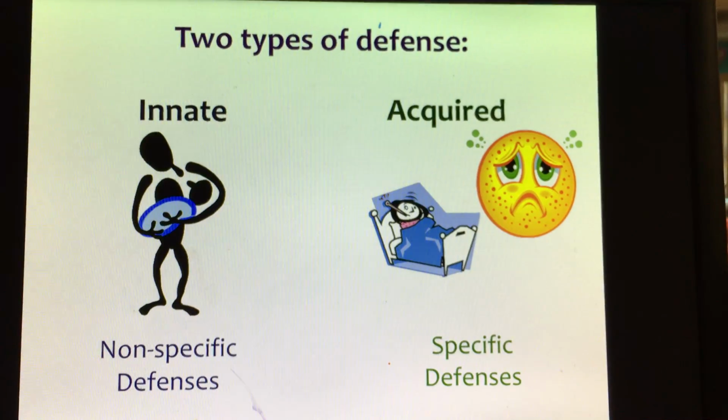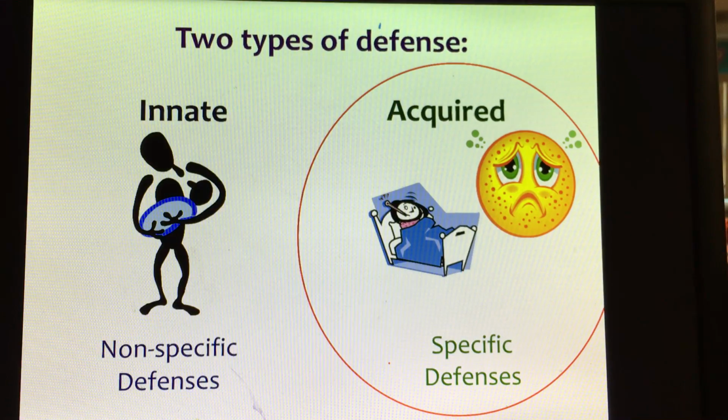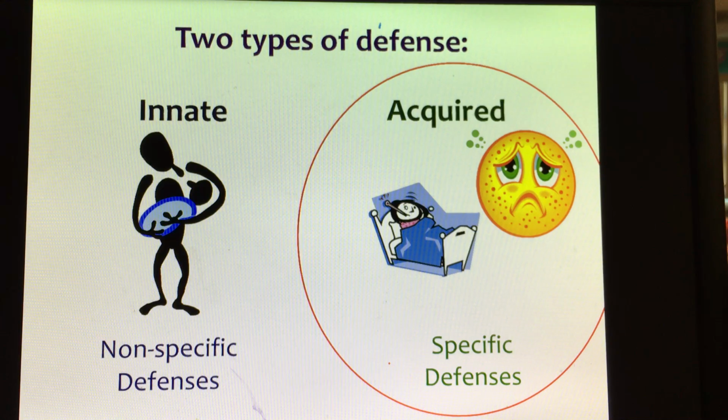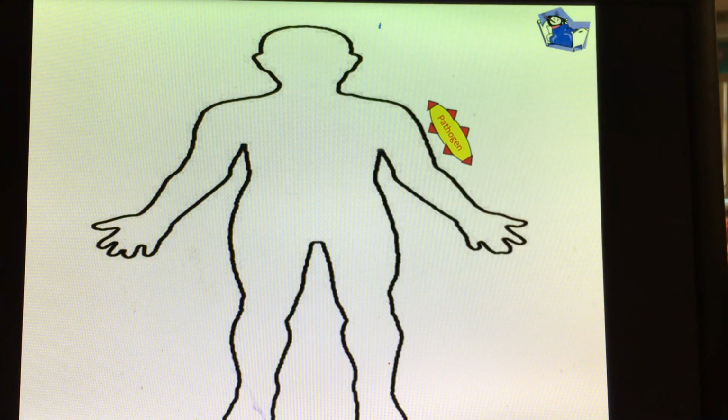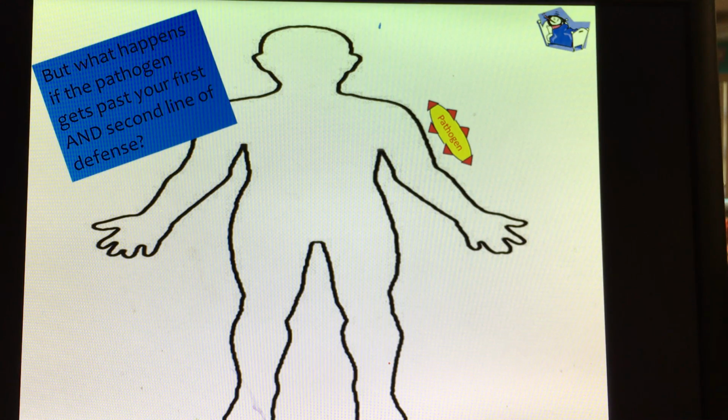Now with our specific defenses, this is our acquired immunity. And in this situation, it's a very specific type of defense. So when we look at a pathogen that maybe enters into our body and gets past our first and second line of defense, and it's traveling throughout our bloodstream, we need a way to defeat this. But first, let's review the two different ways that a pathogen could circulate throughout our body.